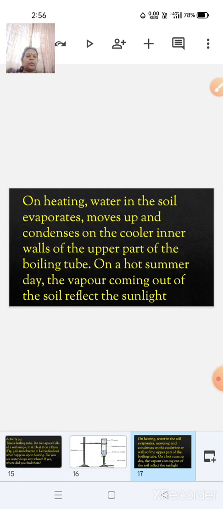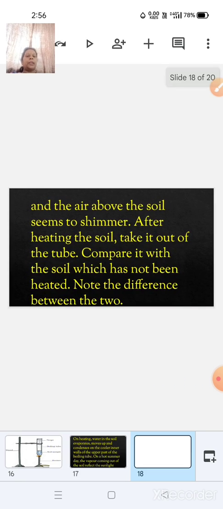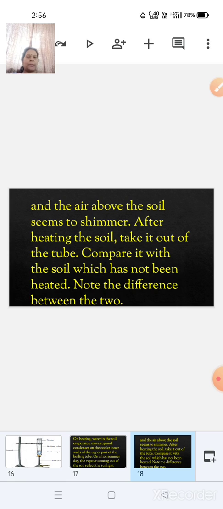evaporates, moves up and then condenses on cooling on the inner wall of the upper part of the boiling tube. So the same phenomenon goes on in the hot summer day also, where the vapor coming out of the soil reflects the sunlight, giving the appearance to the soil as if it shimmers.